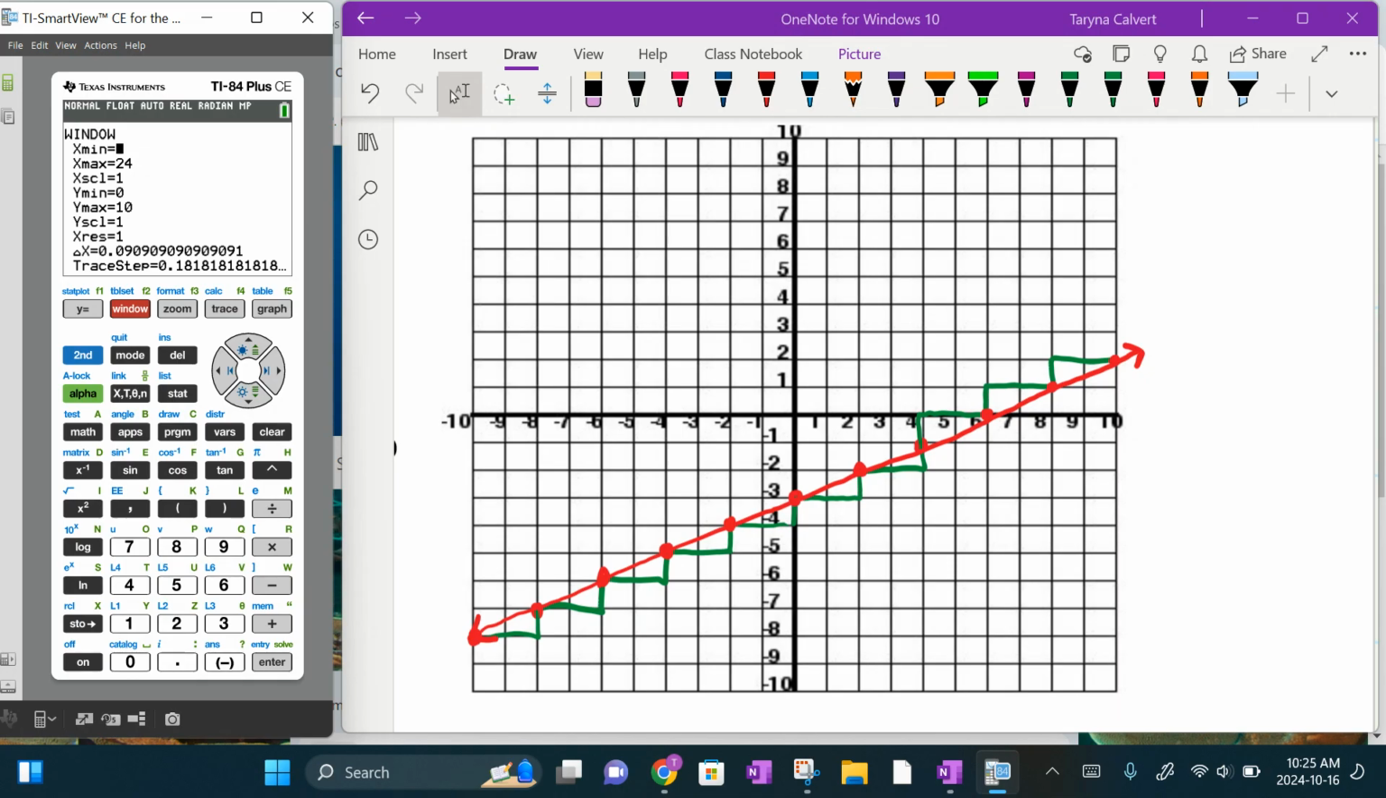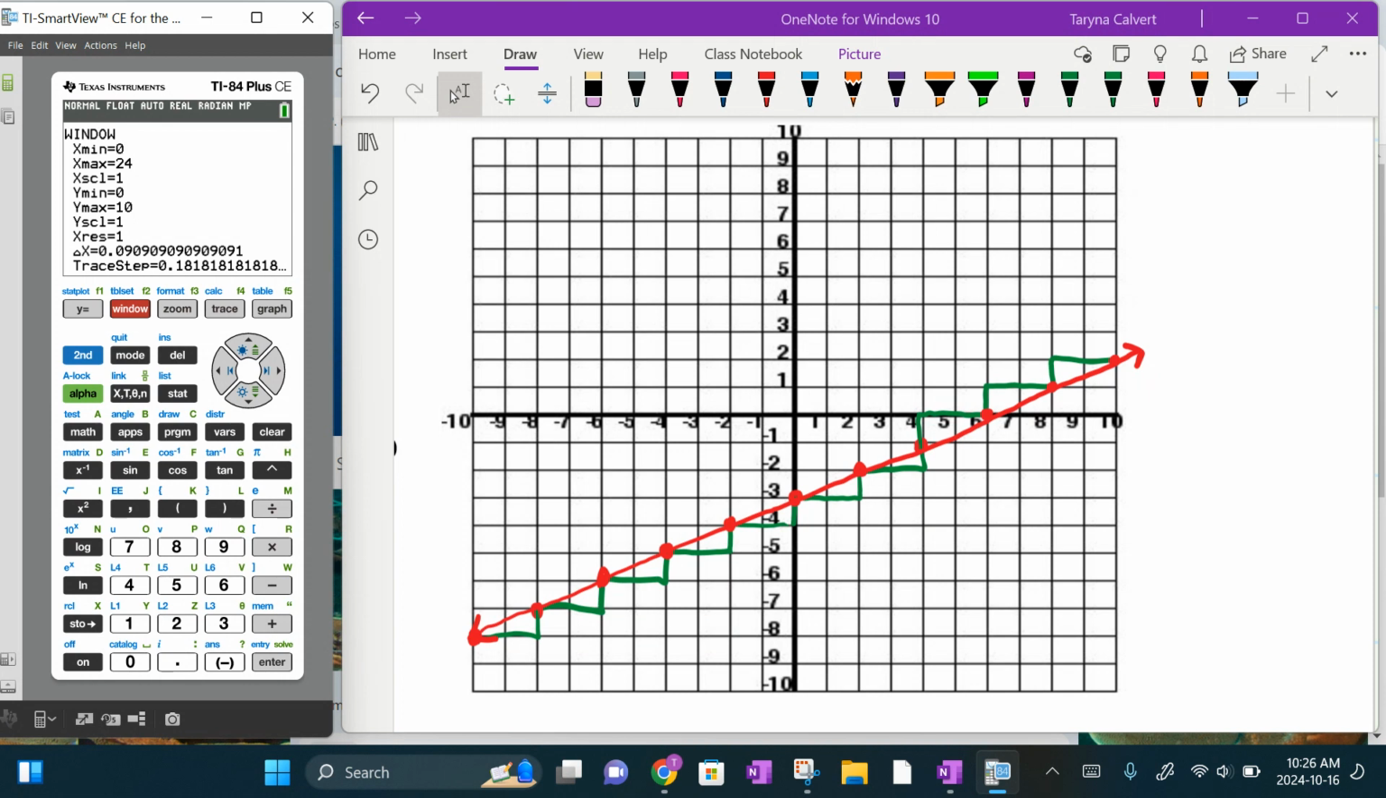I'm going to manually enter it in right now, but there is a shortcut button that will automatically do it, because this is called a standard window. It's a window that we use a lot. If you do a zoom 6, right? Zoom 6 gets you this window automatically. But I just want to show you guys, you can manually enter it in.